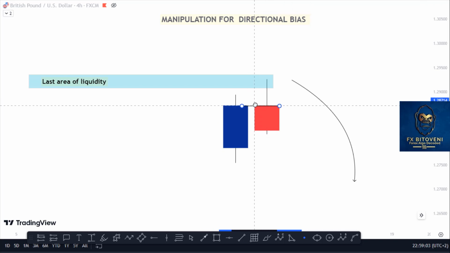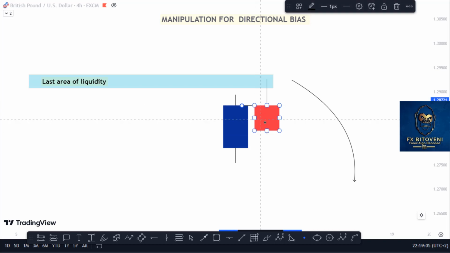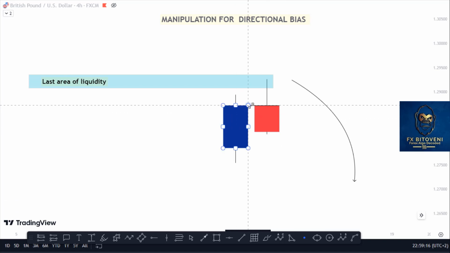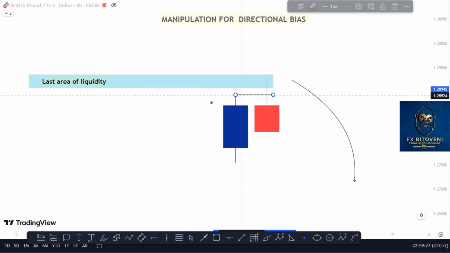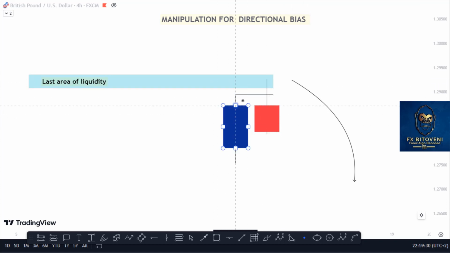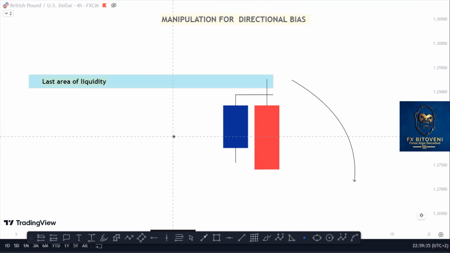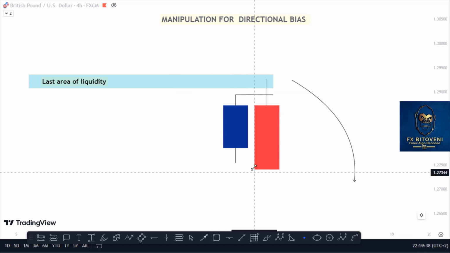This red candle, a bearish candle, traded higher in this area, then started rejecting and closed below, taking what? Taking the previous candle's high right here. When we see this, this is what we call manipulation. We are supposed to see a candle going down and engulfing the previous one. So we say we have got a full manipulation.